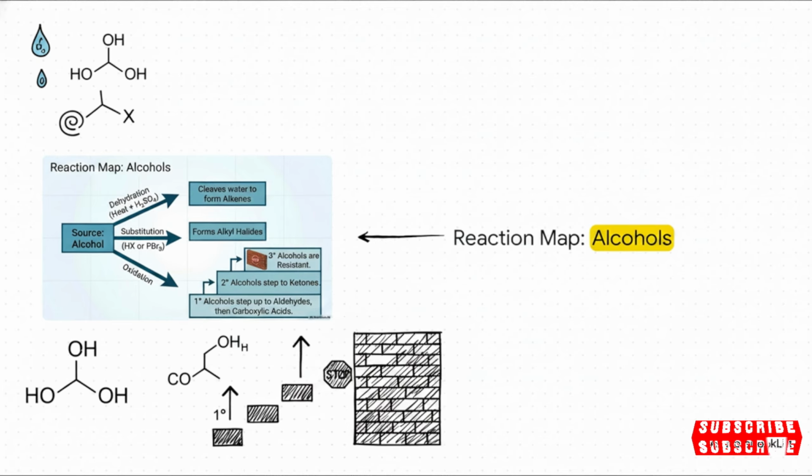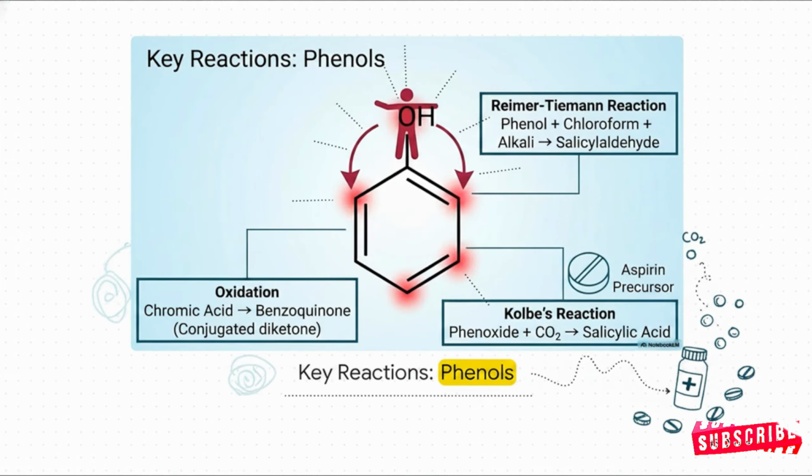Primary alcohols step all the way up to carboxylic acids. Secondary alcohols stop at ketones. And those bulky tertiary alcohols, they hit a brick wall and basically resist oxidation entirely under normal conditions. For phenols, your best bet is focusing your study time on named reactions.